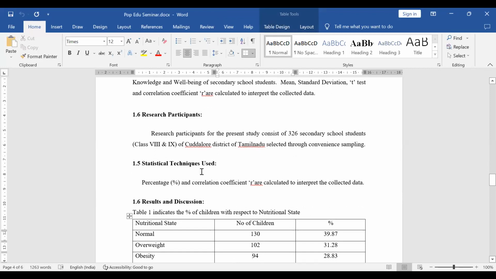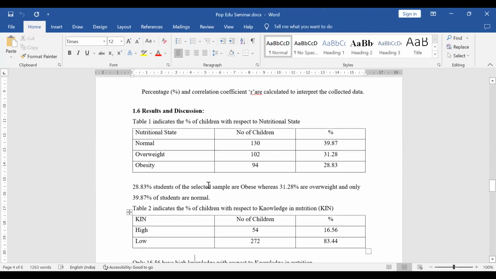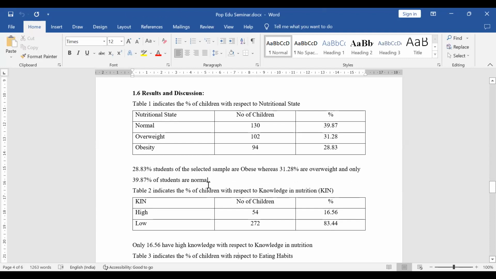Research participants were 326 students of class 8 and 9. Only percentage and the correlation coefficient were calculated. Look, how many students? First the nutritional status: normal weight only 130 students, overweight 102 students, obesity 94 students. Only percentage I used. Very simple, no complicated statistics. Very simple statistics I used.